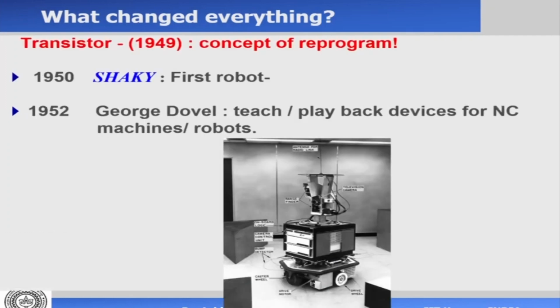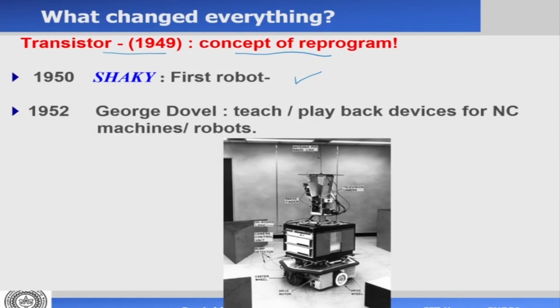So the first was the invention of the transistor, 1948-49. With the invention of the transistor came the concept of a computer, and with a computer came the concept of reprogramming. Till now there was no computer, no program or reprogram. So a mechanical device could not change what it was doing, because there was no program at all. There were no sensors, actuators, or controllers then. With the transistor came the concept of reprogramming, and from here was born the first robot, which is called Shakey. It is shown here in the figure.